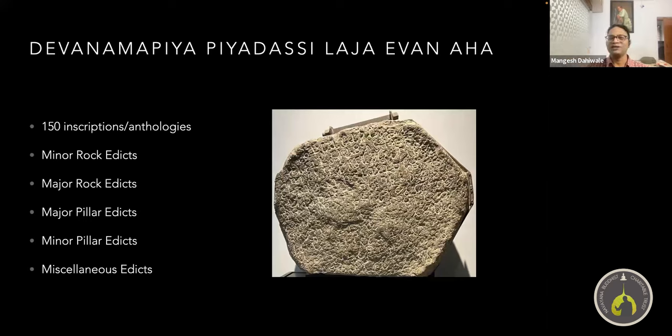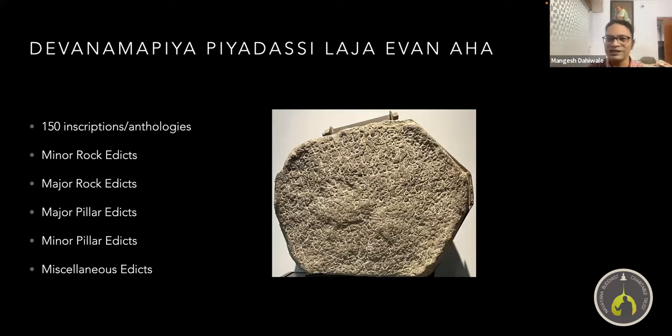Deva nama piya piya dasi laja. Laja is, of course, Raja. Evam aha, this is what he said. And there are 150 inscriptions and anthologies. These Ashokan pillars or edicts are marked with different anthologies, and they are the same in a lot of places.